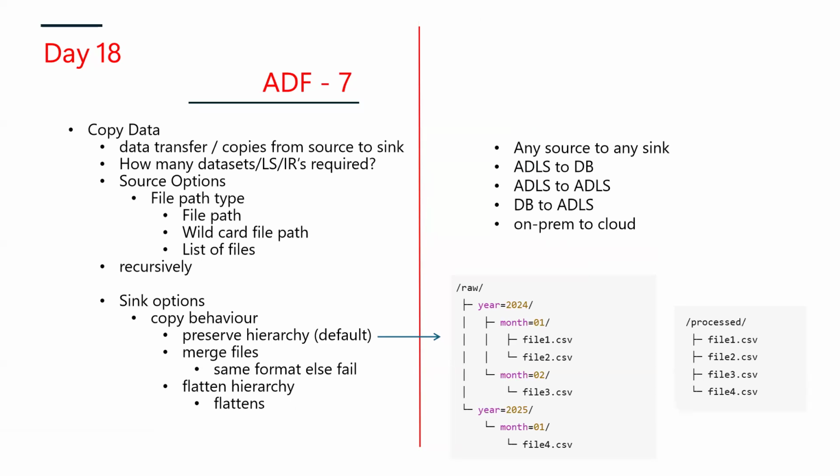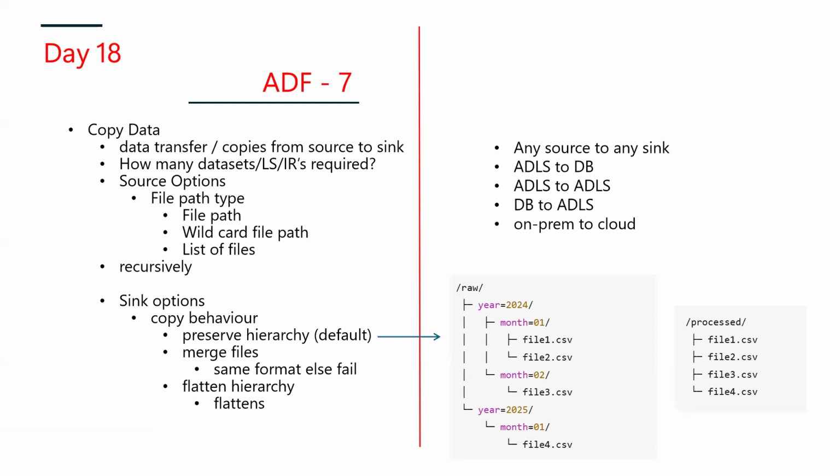Okay, so we just started with what are the different source options we have in copy data activity, and also sink options. We just discussed a few, not all. We'll continue the discussion today.